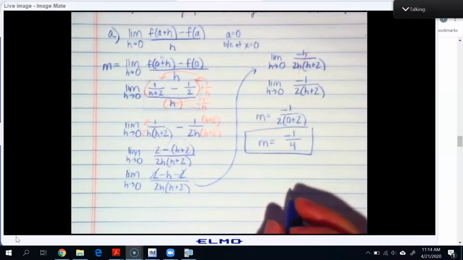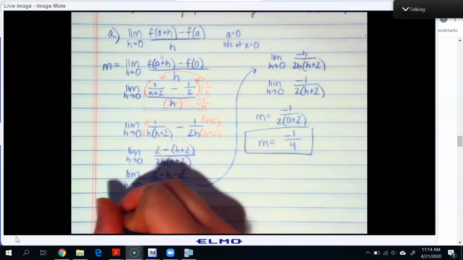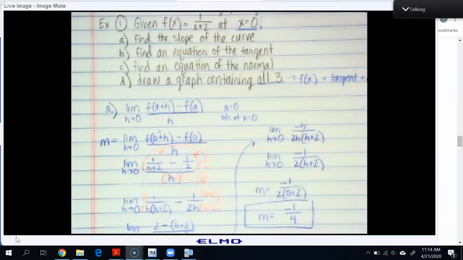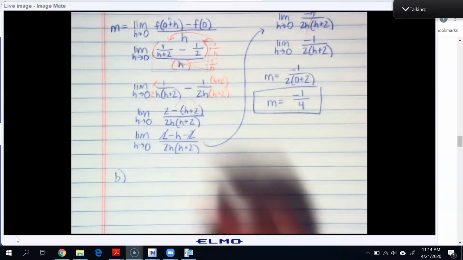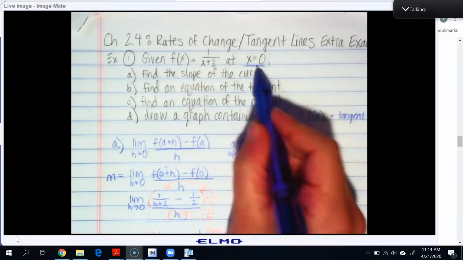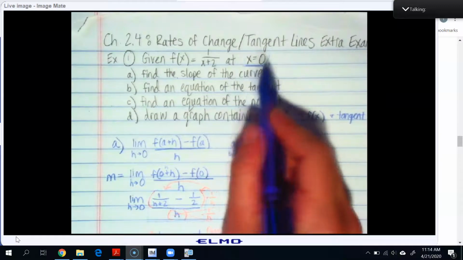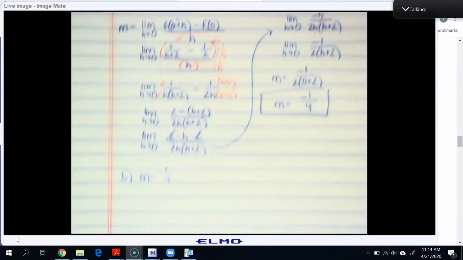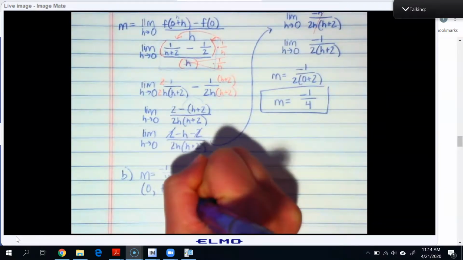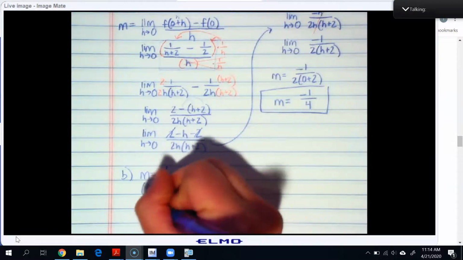Okay, so now for part B, I've already done all the heavy lifting. All right, so for part B, there shouldn't be too much extra to do. It says, find an equation of the tangent. Well, that requires a slope, which I just found, negative 1/4. And it requires a point. Well, remember, the point that we're using is going to be at the x value that we're given, so x equals 0. And anytime you're given an x value, to find the y, you just plug it in. So the point that I'm going to use is going to be 0 and then plugging in 0, so f of 0. All right, and if I plug in 0 to the function, I'll end up with 1/2.